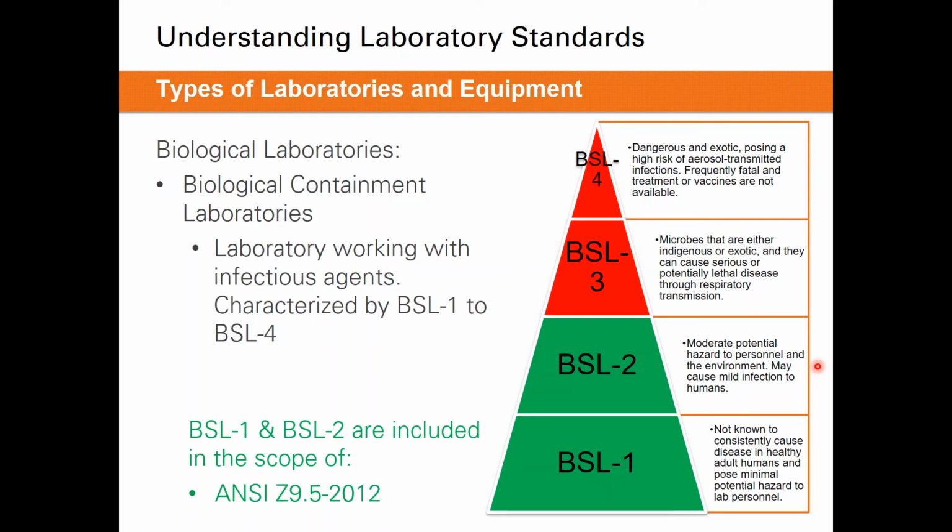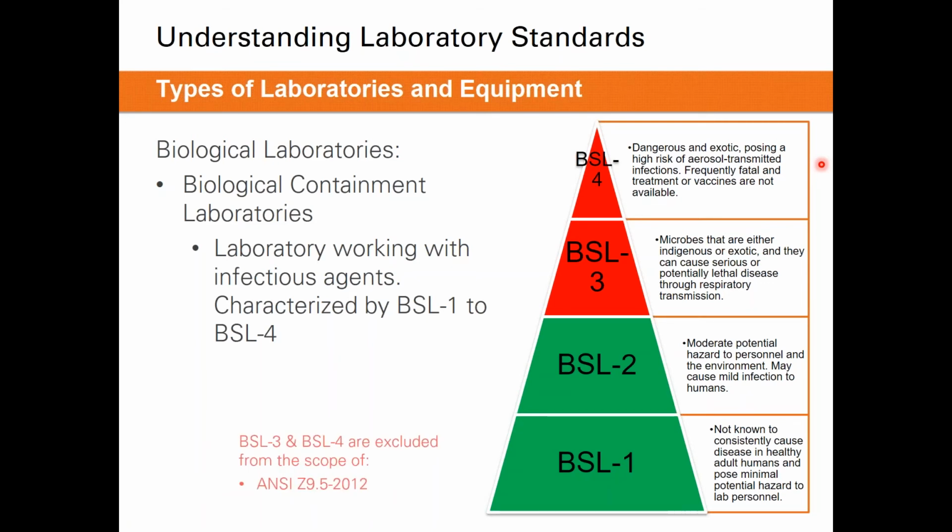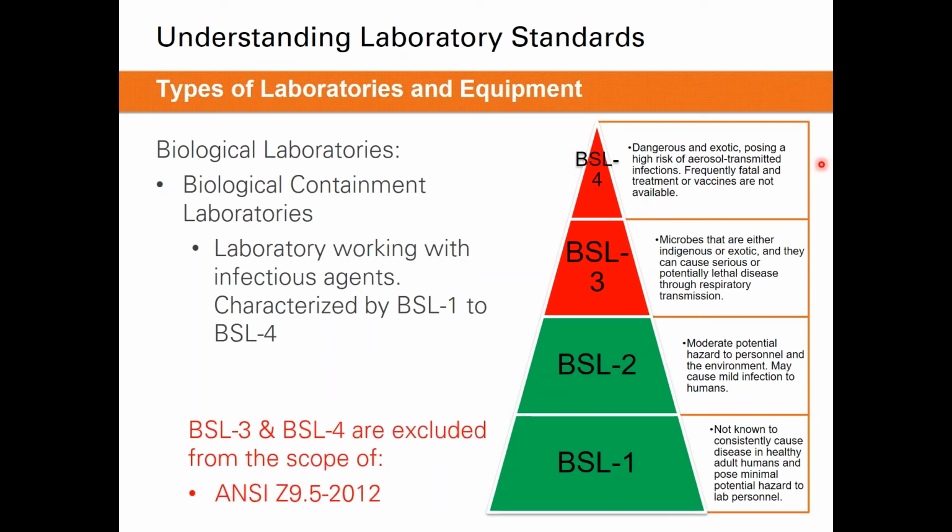However, as we start going up the chart in hazard level here, BSL-3 would be considered anything that has microbes that are either indigenous or exotic, and they can cause serious or potential lethal disease through respiratory transmission. And the most serious that we have is BSL-4, in which we're using dangerous and exotic infectious agents posing a high risk of aerosol transmitted infection. And these ones are frequently fatal, and treatment or vaccines are not available for these diseases. These ones here at the top of the pyramid, BSL-3 and 4, are excluded from the scope of ANSI Z9.5.